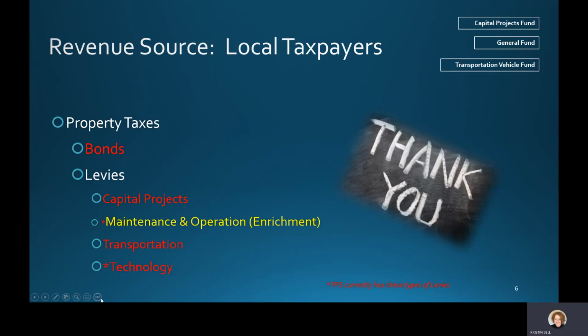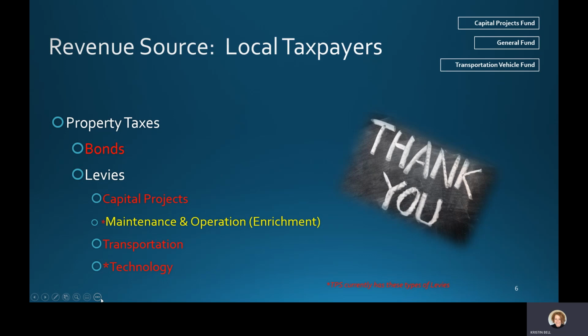To dig down a little bit deeper on the different types of revenues, to start out with our local taxpayer revenue, there are property taxes. And thanks to our generous Tacoma voters, we have passed bonds and levies. When I first got into school district finance, I used to get confused between bonds and levies, like which one, what's the difference, right? And someone told me early on that a bond is for building and levies are for learning. And that always stuck with me. And so a bond would be for building the schools, the major remodels, things like that.